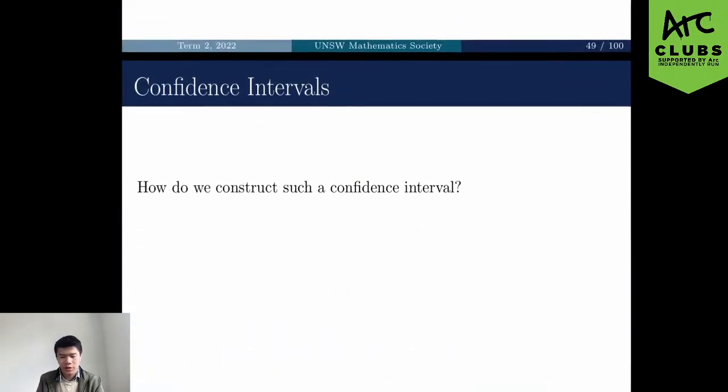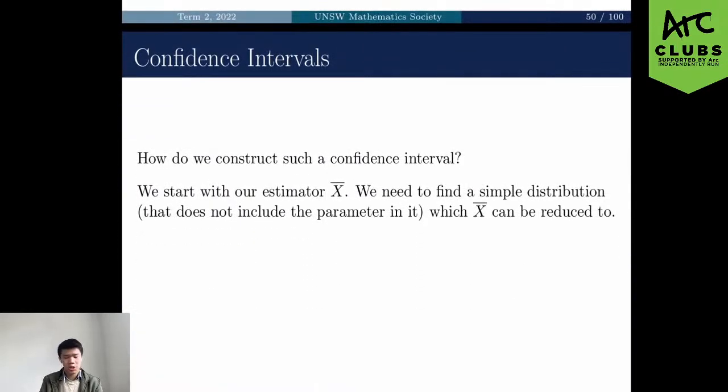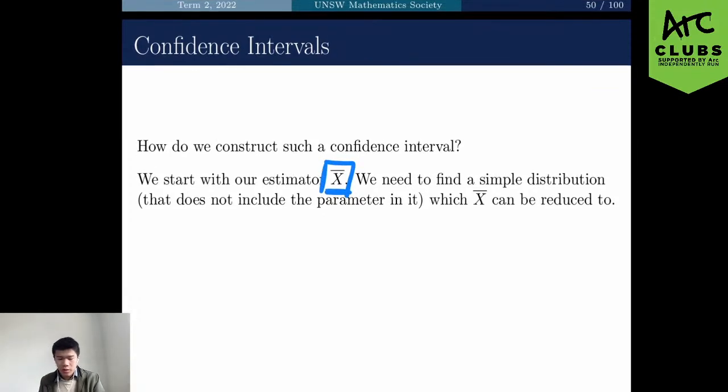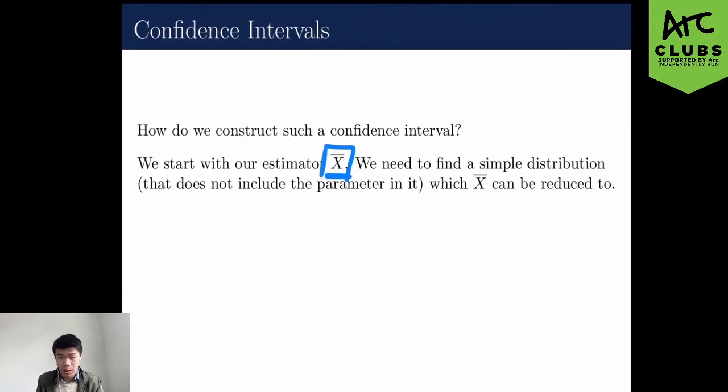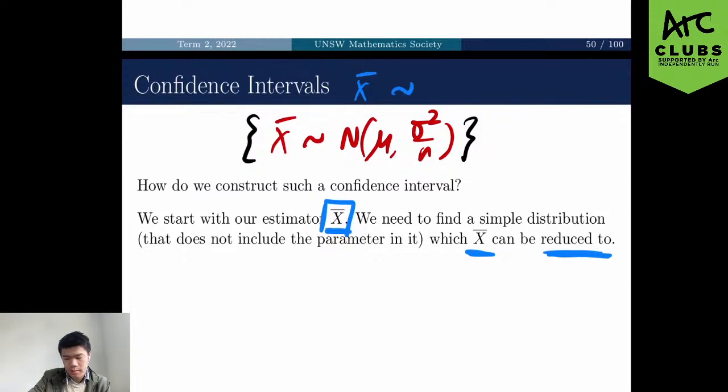So how do we even get this formula though? It looks really nice, but how do we get it? Well, there's actually a really simple procedure you can always use to get confidence intervals. Start with your estimator, the sample mean. In our example, we want to find a simple distribution that does not include the parameter in it that x bar can be reduced to. Remember x bar is N(mu, sigma squared on n), because we know that x is N(mu, sigma squared). If you take the sample mean, it stands to reason that you just divide the variance by n.